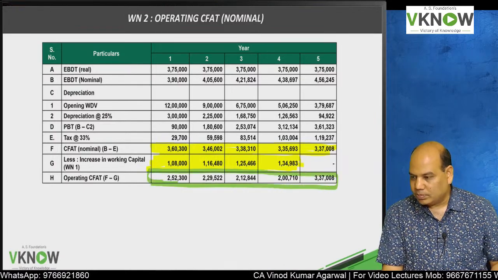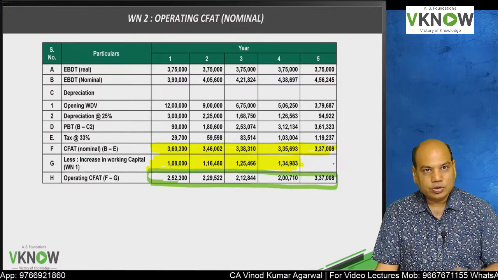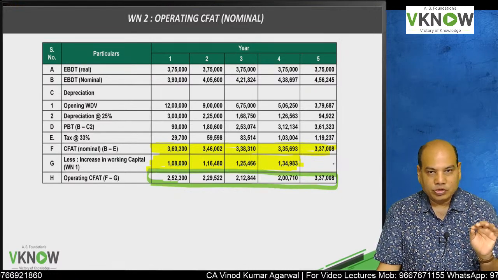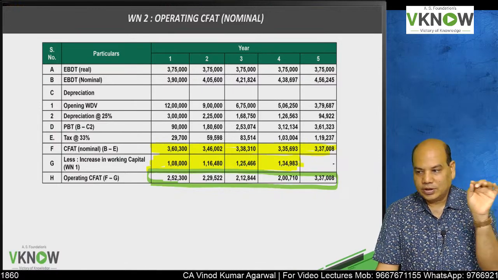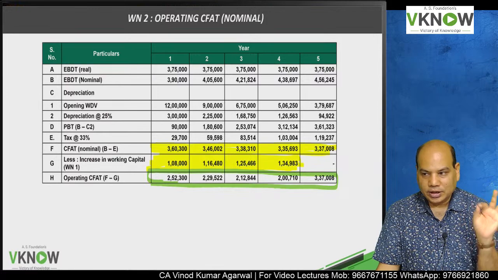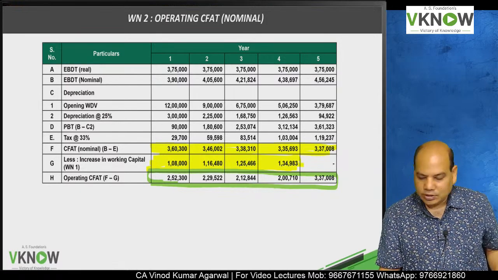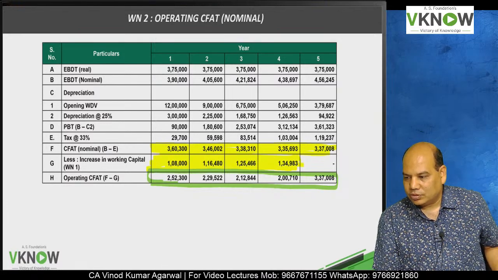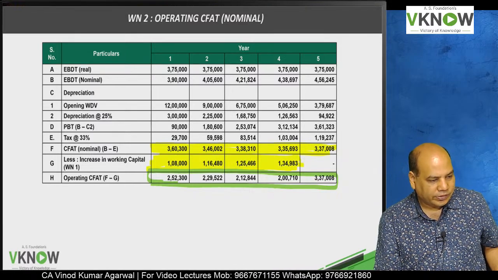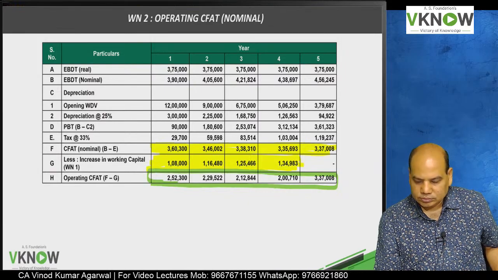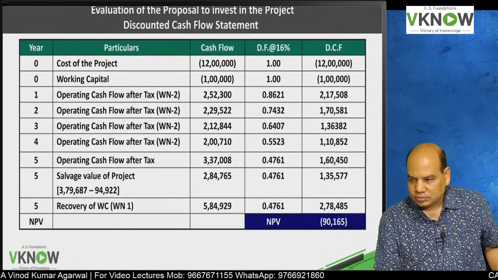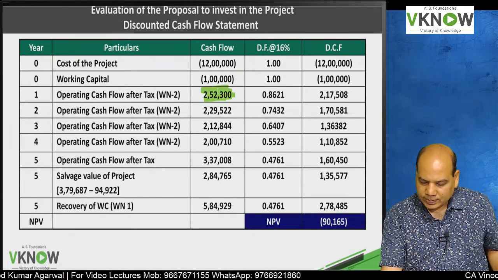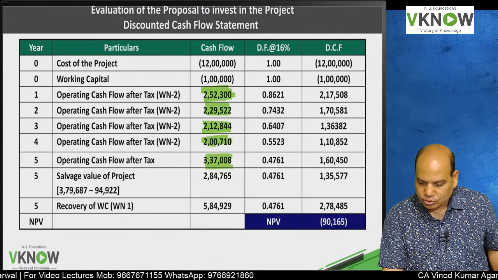I will transfer to the main page. On the main page you have written operating CFAT. In front of that, year 1, 252,300, 229,522, 212,844, 2,710, 337,008. Is it right? Go to the main page. Put these numbers here as per your working note 2.